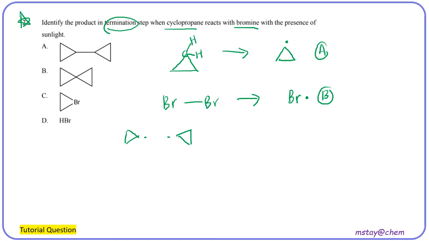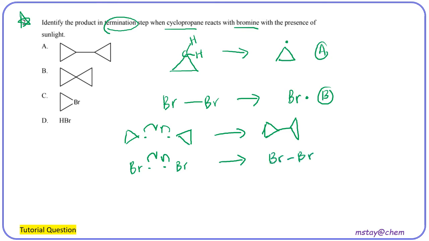So if this happens, it means that each of them is going to share the bond, to share the electron. So we'll form a compound like this. If Br with Br, we will get this one. The free radical of bromine and free radical of bromine meet each other, so they will form a bromine molecule.